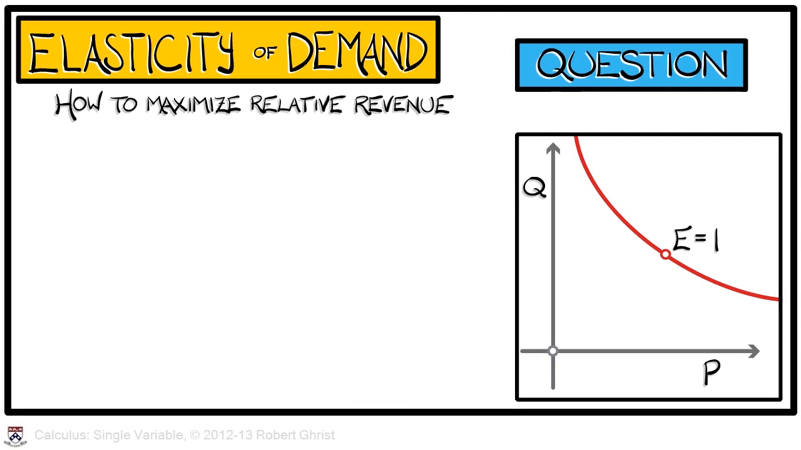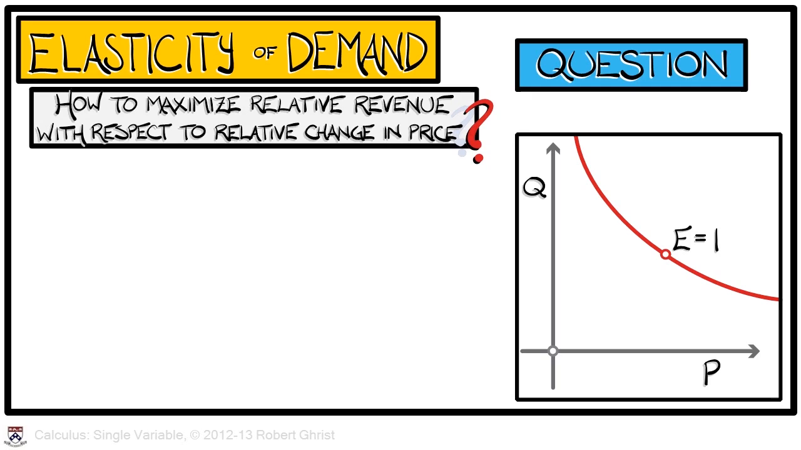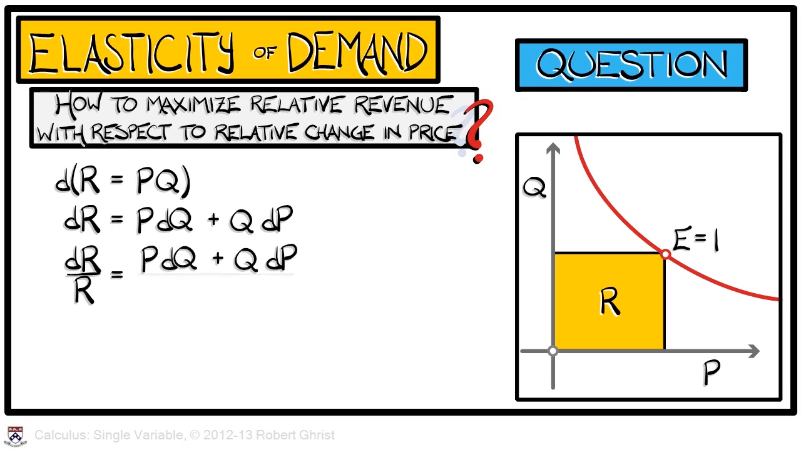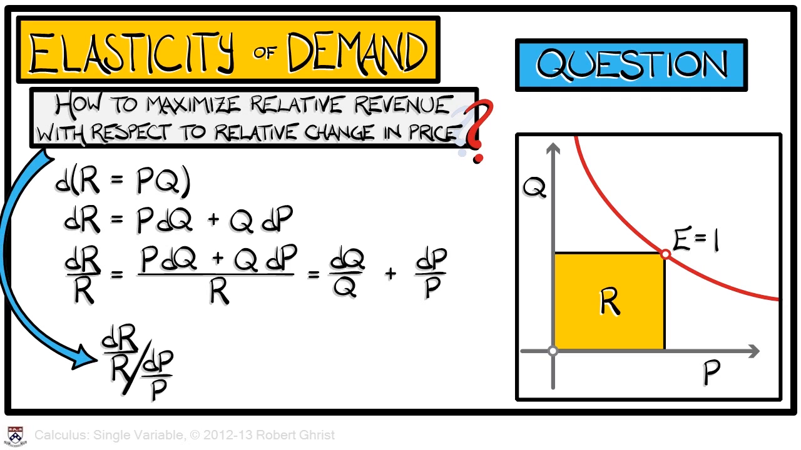Here's a question. How do you maximize the relative revenue with respect to relative change in price? Well, R, the revenue, is the price times the quantity, P times Q, or the area of this box, if you like. Then, differentiating this, we get dR equals P dQ plus Q dP. Looking at relative revenue is dR over R. We've seen a very similar computation with our electric circuit. We get dQ over Q plus dP over P.